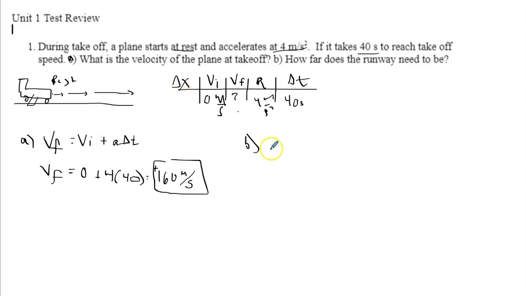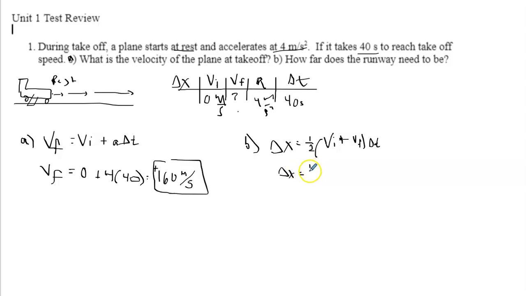So we're actually looking for delta x now. So we can use any equation that we like, as long as we have delta x in it. So I like this one because I feel like it's the easiest one. So delta x equals 1/2 (vi plus vf) delta t. And we're going to plug into this equation as well. So delta x is what we're solving for.